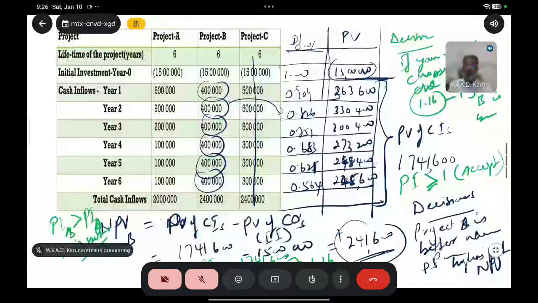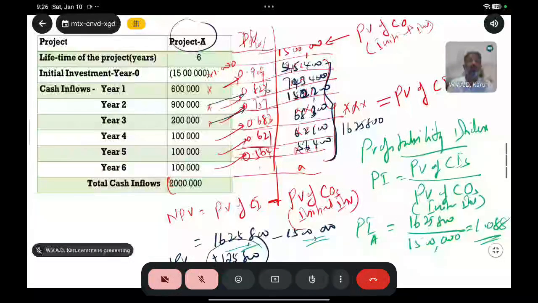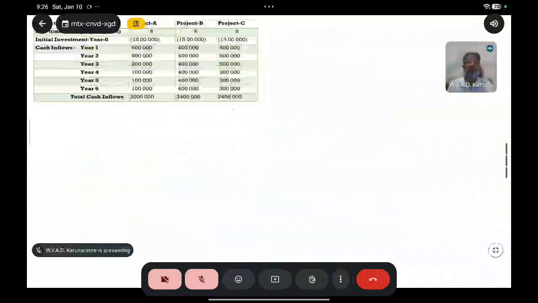In order to calculate the payback period of each project, how to do it? We have to prepare a separate table for that. You know that table. So how to prepare the payback period? If I take only one, then here you have cash flows after tax, right? Cash flows after tax should be here.